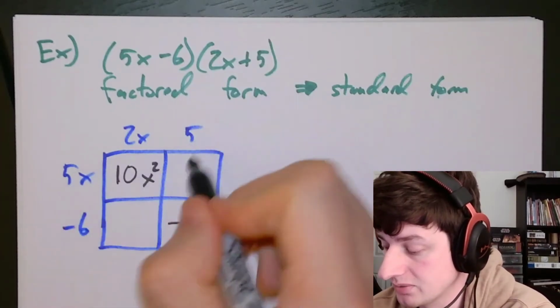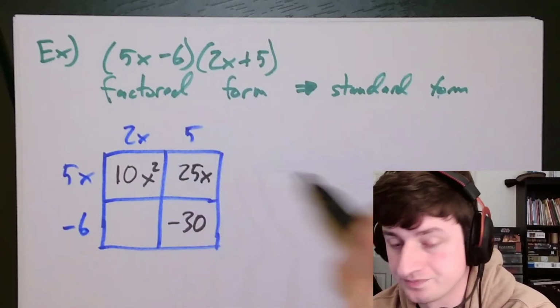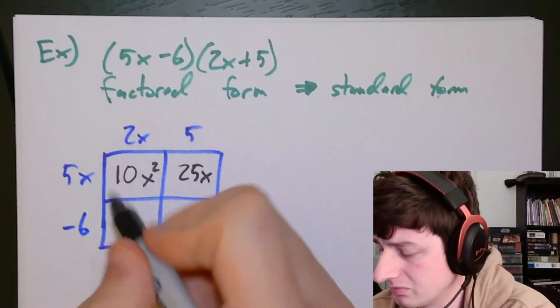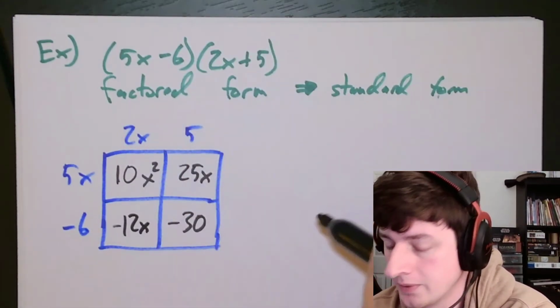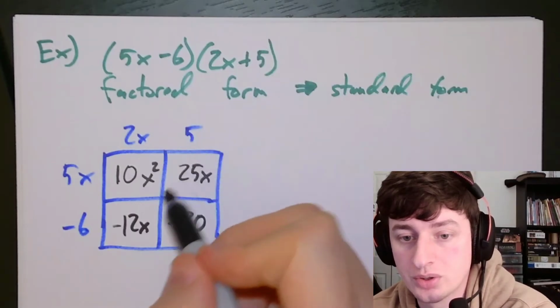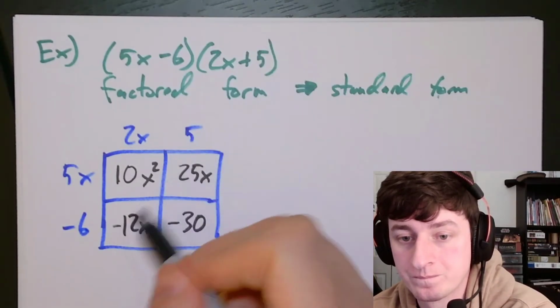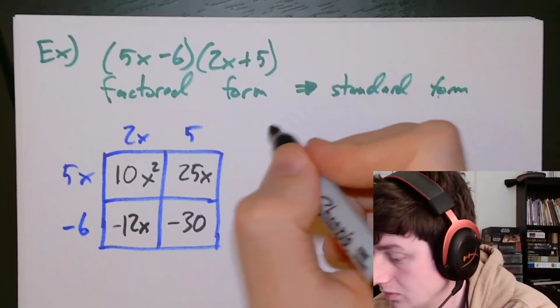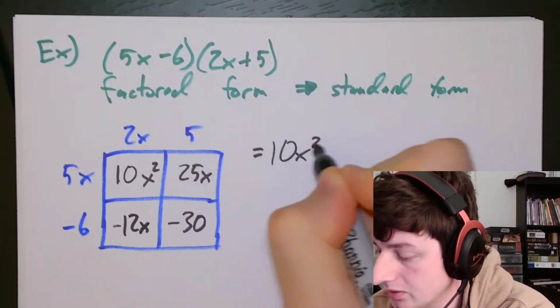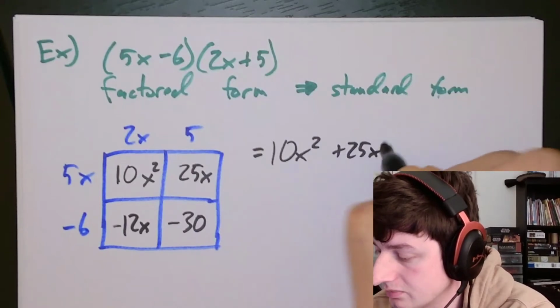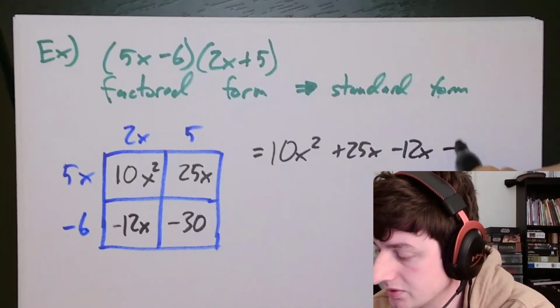So 5x times 5 is 25x. We've got to finish the problem, right? And 2x times negative 6 is negative 12x. And so these two are going to combine. So we get 10x squared plus 25x minus 12x minus 30.